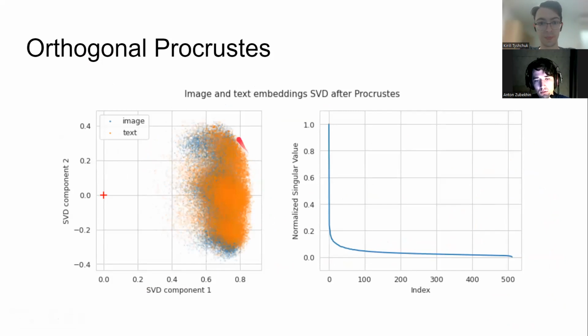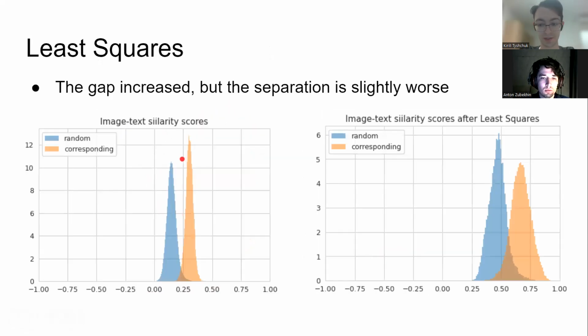And this is the visualization after the rotation of the text. We can see that now the two point clouds are on top of each other. And the same plots for the least squares problem. This plot is more or less the same.